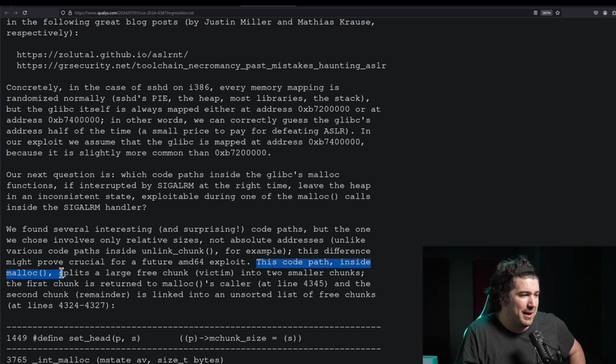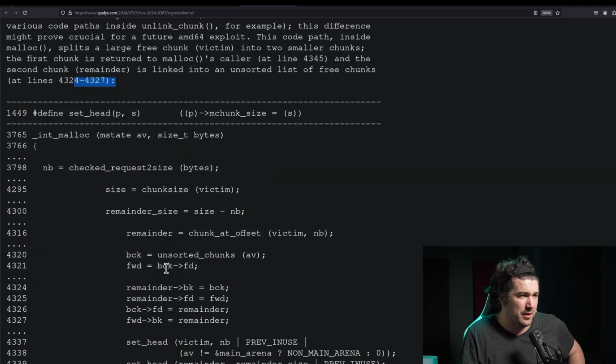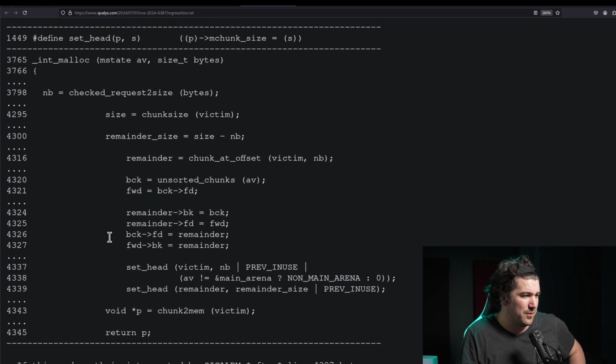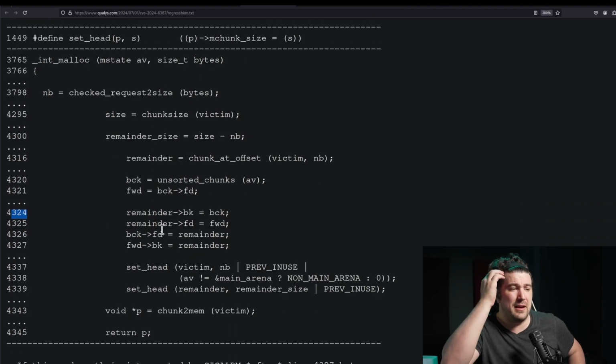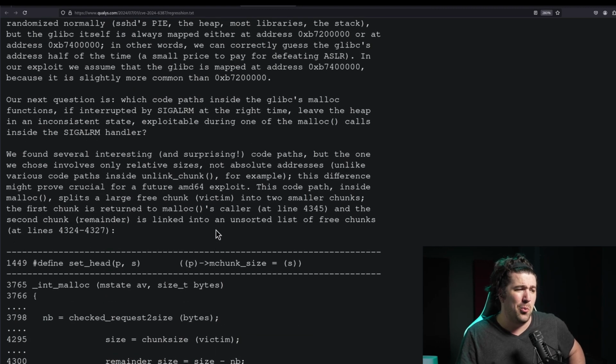This code path inside of malloc splits a large free chunk into two smaller chunks. The first chunk is returned to malloc's caller at the line there, and the second chunk, or remainder, is linked into the unsorted list of free chunks at these lines right there. Wait, 4324. Okay, so this is the backwards and forwards pointers. Again, this is going back to that chunking that we're talking about here. Okay, this makes sense. We've seen this code, not this code specifically, but we've seen the chunking code.